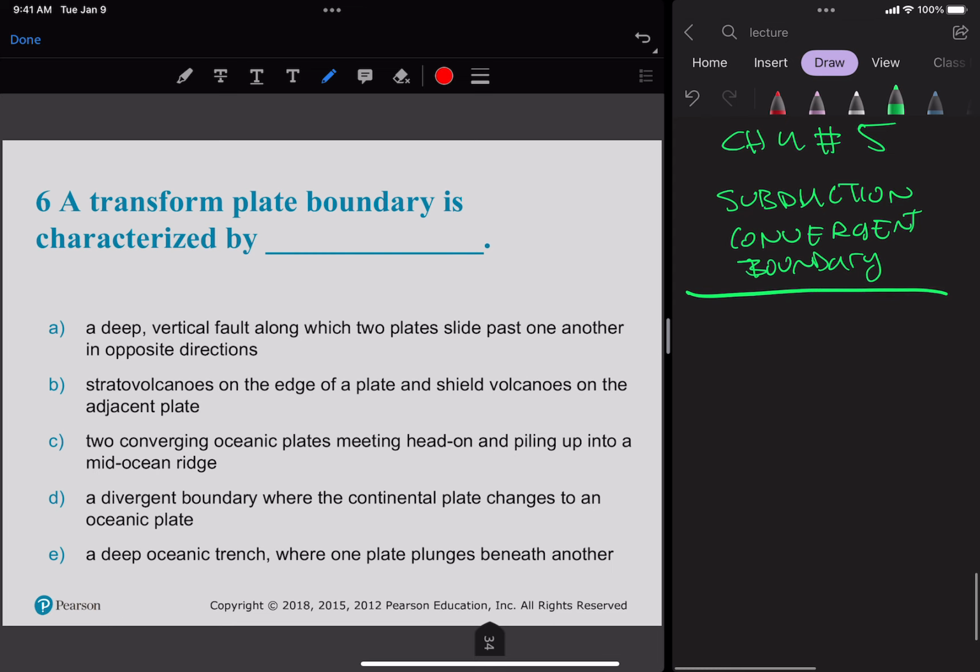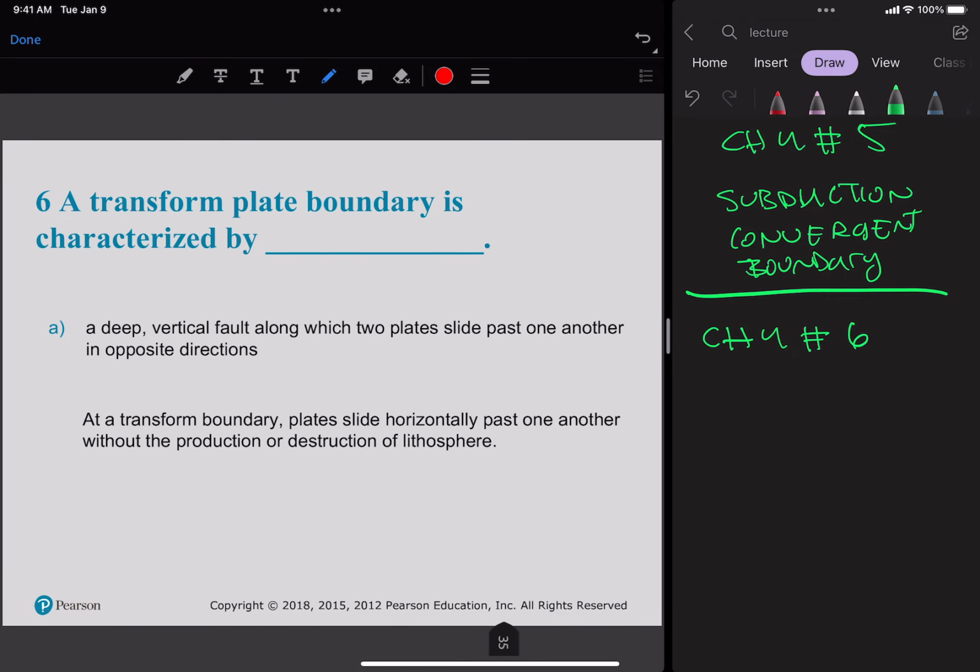Okay, next question, chapter 4, number 6. A transform plate is, so what is a property of a transform plate? Which one of these here represents the property of a transform plate boundary? So let's double check. So transform plate boundary, you have two plates that slide past each other in opposite directions. So this one, it's A. The plates move past each other in opposite directions.